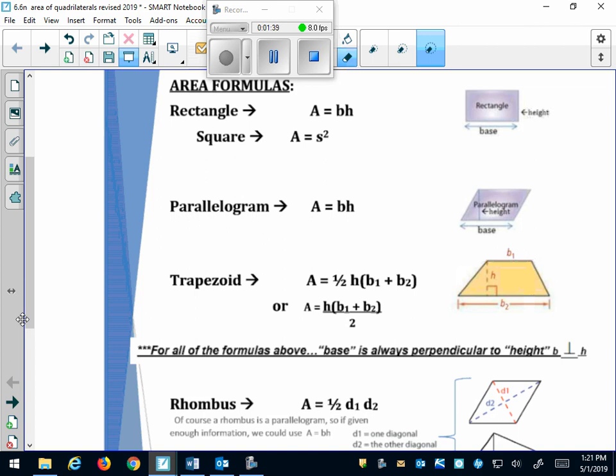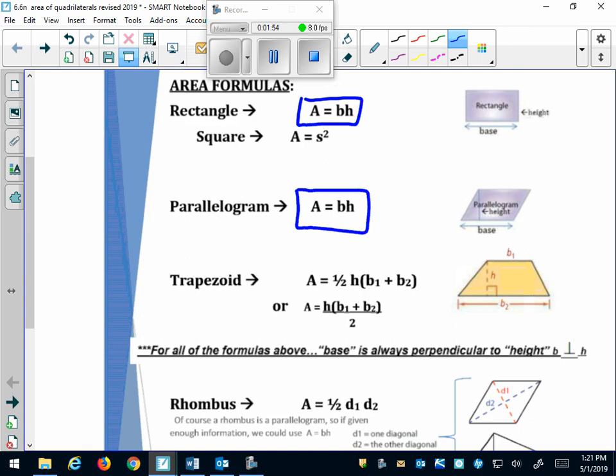So rectangles and parallelograms both have the same formula, and that is area equals base times height. Or you might have heard length times width, but same idea. Parallelogram, same area. Square is also base times height, but remember with a square, the base and the height are the same. Sometimes the two sides are both called S, and then base times height would be side times side. So that's just S squared. Sometimes you might see area of a square written as S squared.